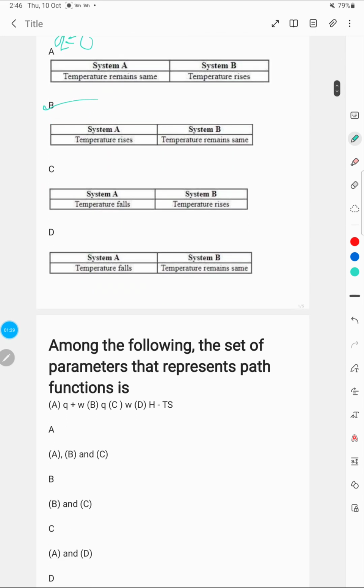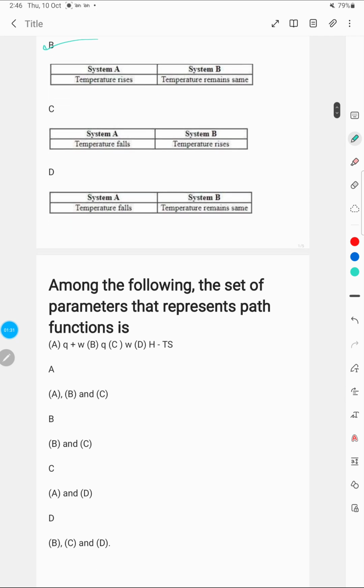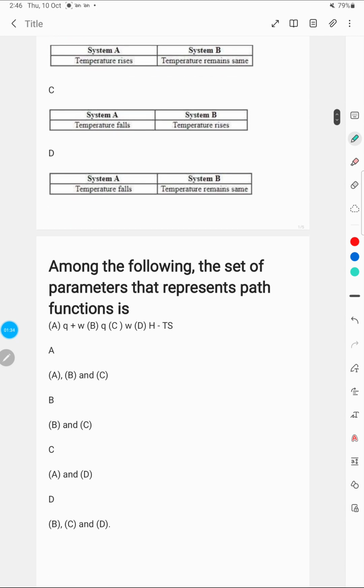Now second question. Among the following set, the set of parameters that represent path function is. You have been given these four parameters. First Q plus W, second Q, third W, then last one is H minus TS. Okay, first, what you know is that your change in energy is equal to Q plus W, and your change in energy is your state function.